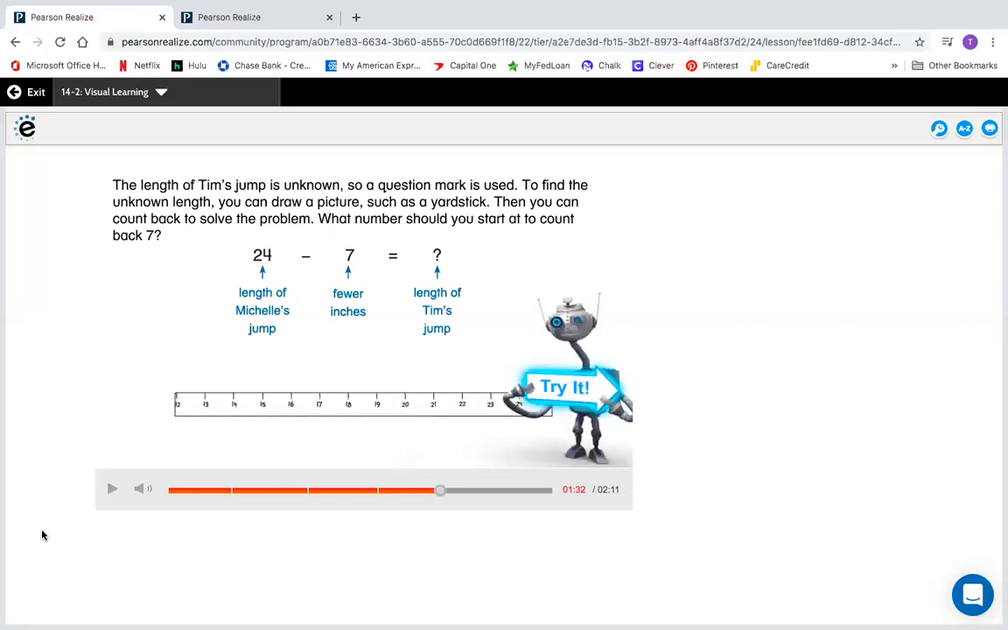So they're giving us an example of one way you can solve it. This is basically like using a number line. They're using a yardstick, and they drew a yardstick instead of a number line because it's kind of the same thing. A yardstick goes in number order, right? So let's try.